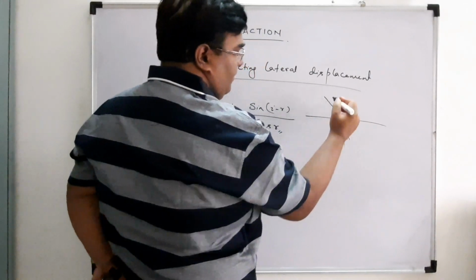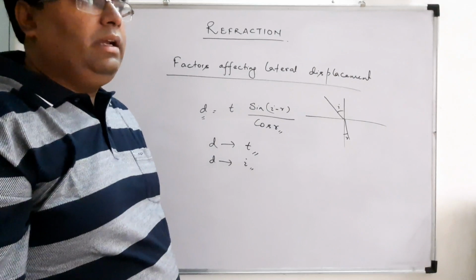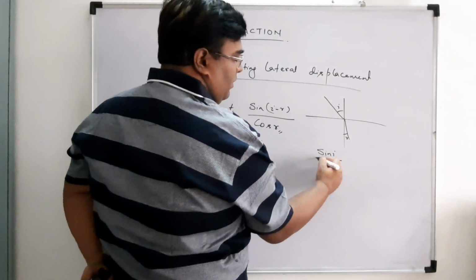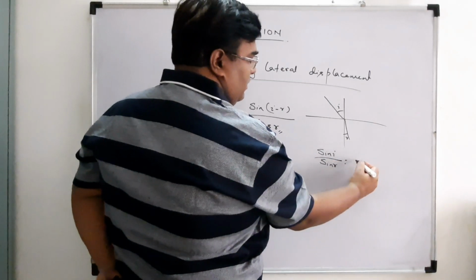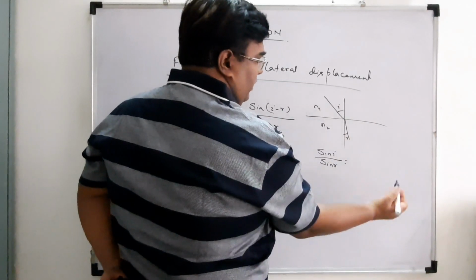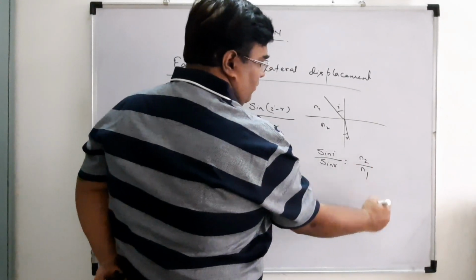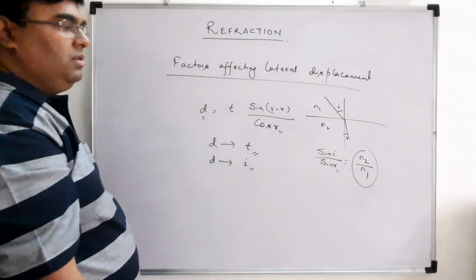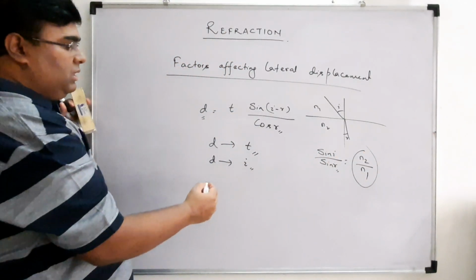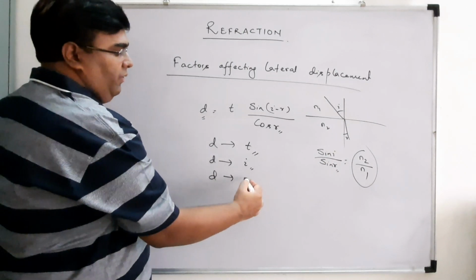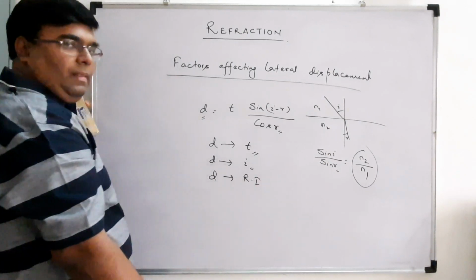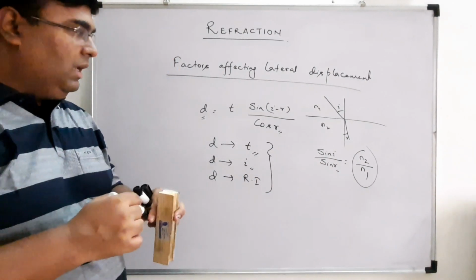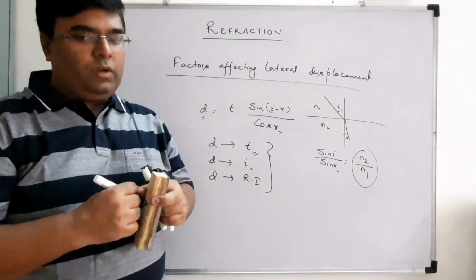Angle of reflection, and R comes from where? It comes from refractive index. We know that sin I upon sin R is N2 by N1. Correct? So this R depends on these two factors. Okay, the refractive index. So you can say that D is dependent on refractive index. So these three factors decide how much our lateral displacement is.